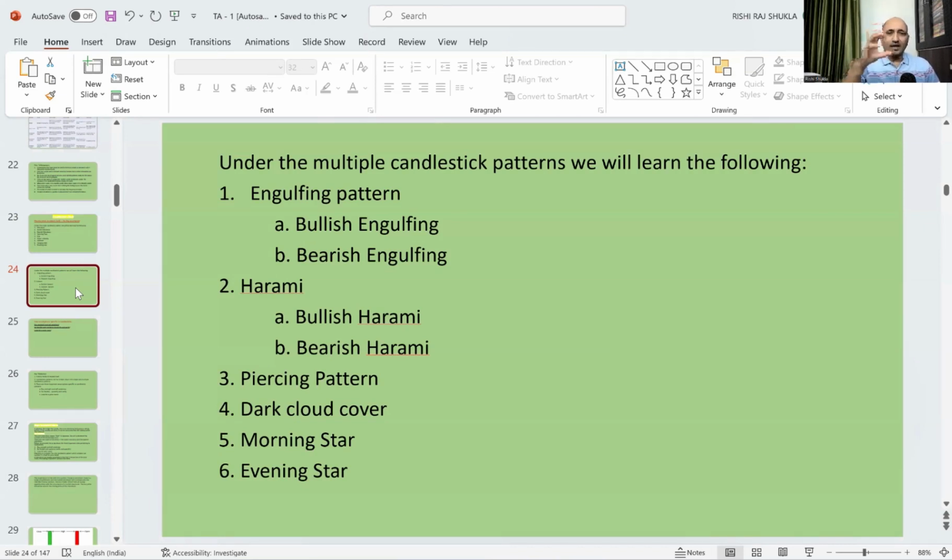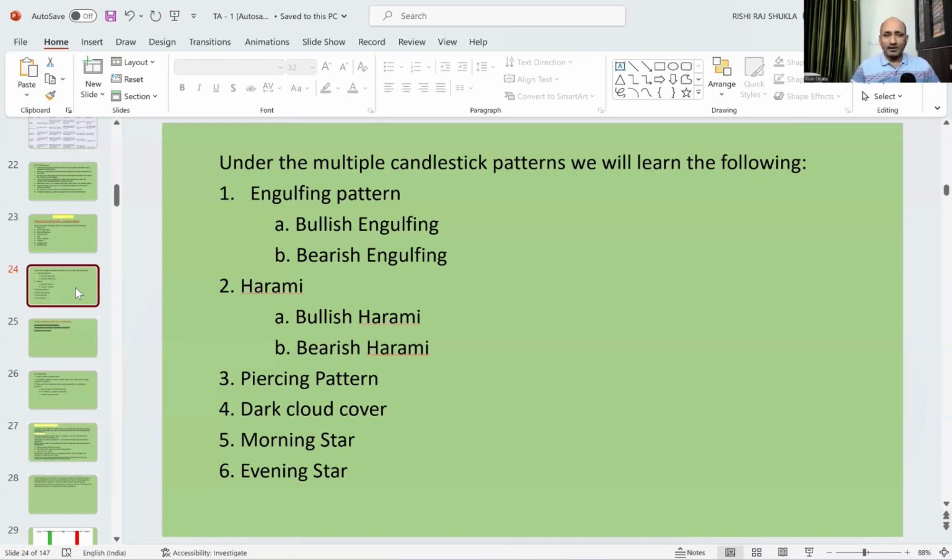Then there is the harami pattern, bullish harami, bearish harami. We will also deep dive into that. If there is a downtrend, and after this downtrend there is a red candle, and next a small candle forms like a pregnant woman, a small green candle appears in between the red candle. That is a bullish run. And just the opposite of that will be bearish harami. So that we will also deep dive into in detail.